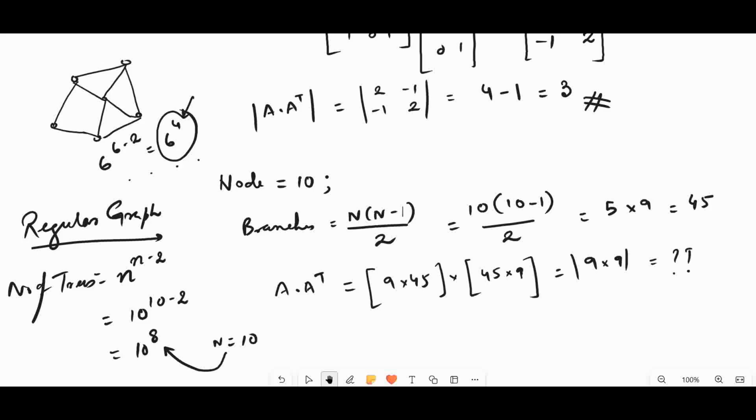Now, why do we require the number of trees? Because this is a very important concept, as we have already told. It is required for various other purposes that we will be discussing in our next class, which include determining the tie-set matrix and the cut-set matrix, where we will require the number of trees.